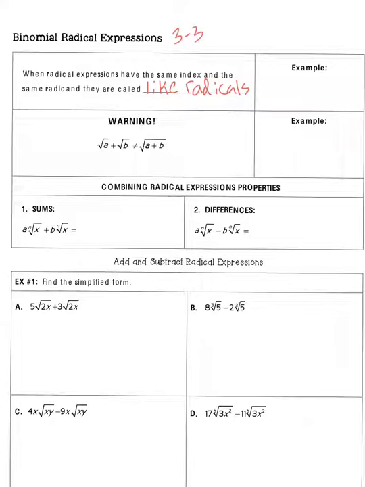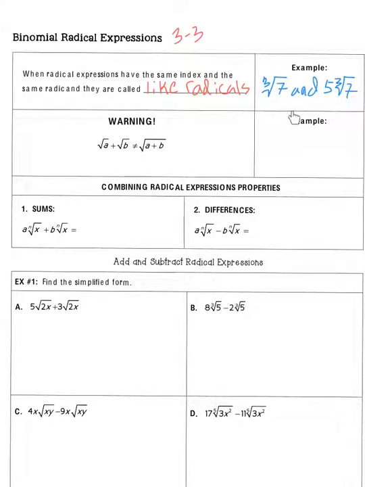So for example, the cube root of 7 and, I don't know why I just put the fifth root. I meant to put a 5. And 5 times the cube root of 7 are like terms. Since they have the same index and the same radicand, it's like having 1 cube root of 7 and 5 cube roots of 7. So if I were to add those, 1 and 5 is 6 cube roots of 7.